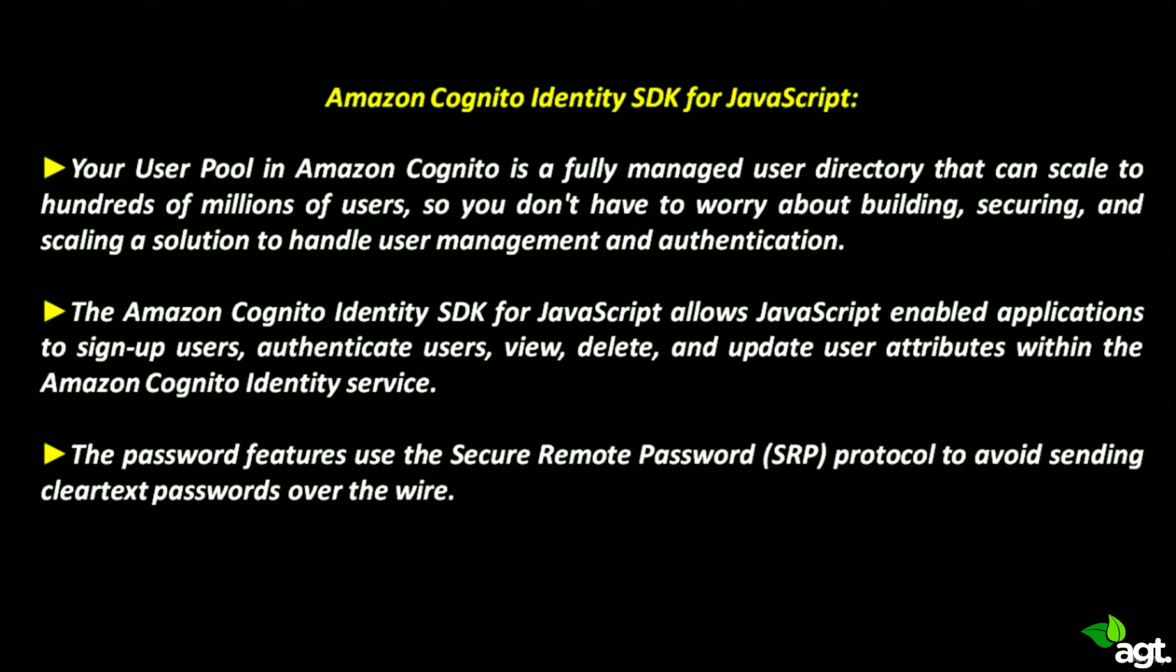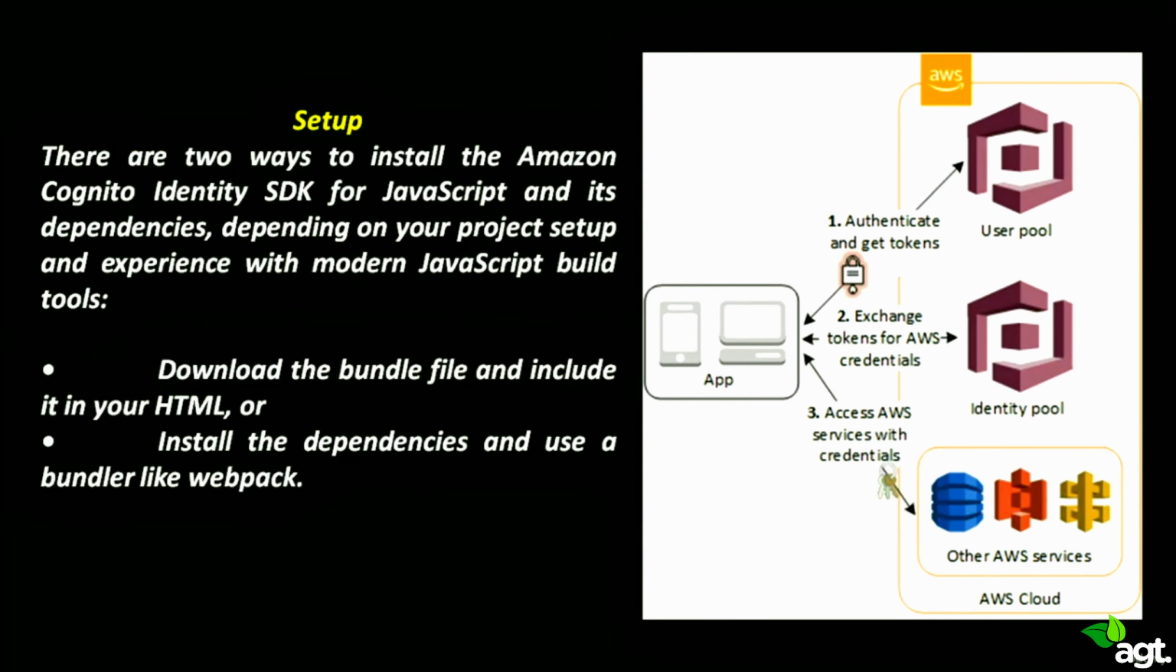So what about the introduction? The Amazon Cognito Identity SDK for JavaScript allows JavaScript enabled applications to sign up users and authenticate users, and view, delete and update user attributes within the Amazon Cognito Identity service. Other functionality includes password changes for authenticated users, and initiating and completing the forgot password flow for unauthenticated users. Your users will benefit from a number of security features, including SMS-based multi-factor authentication and account verification via phone or email. The password features use the Secure Remote Password protocol to avoid sending clear text passwords over the wire.